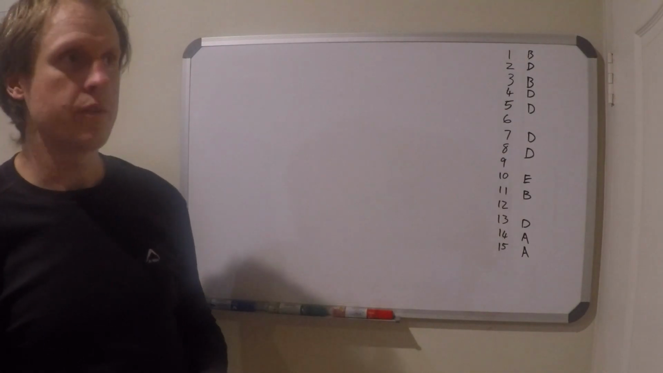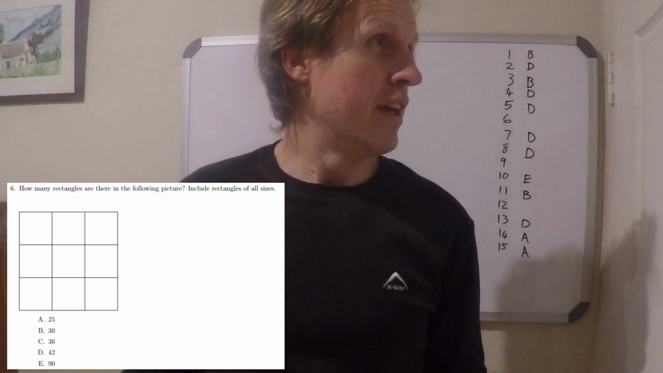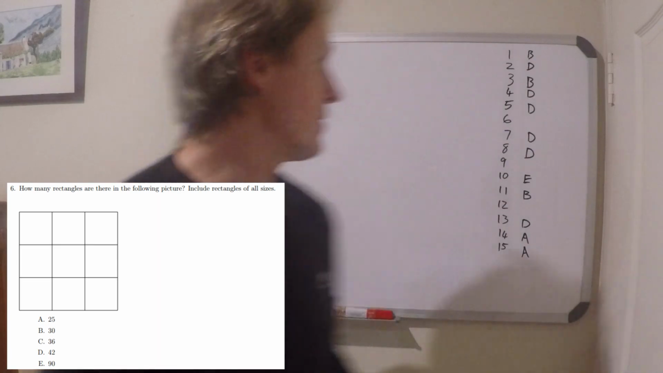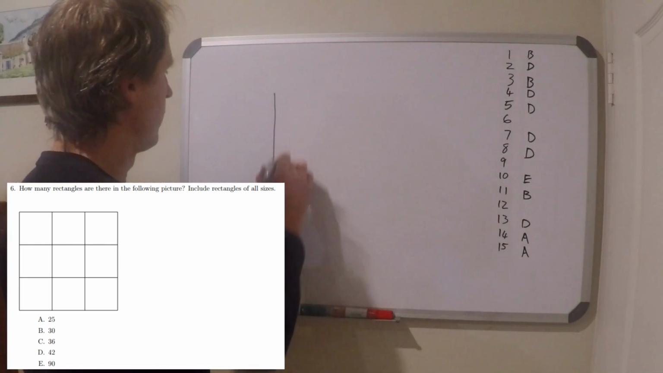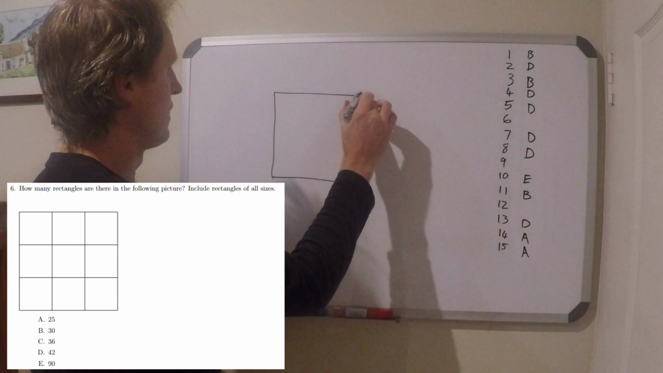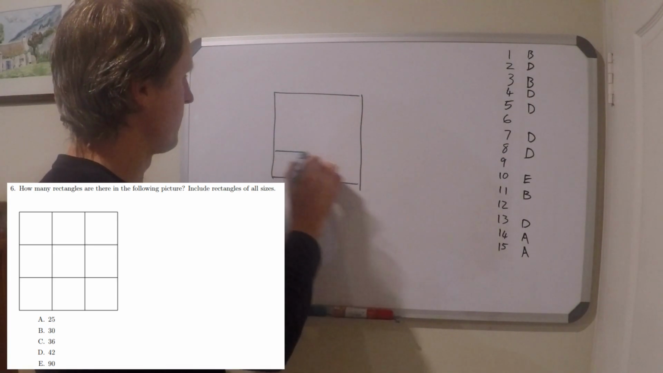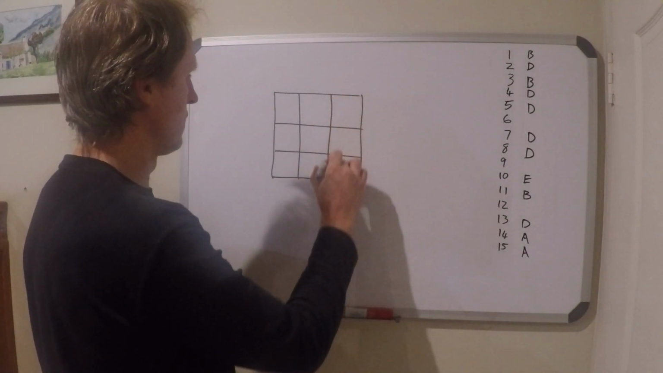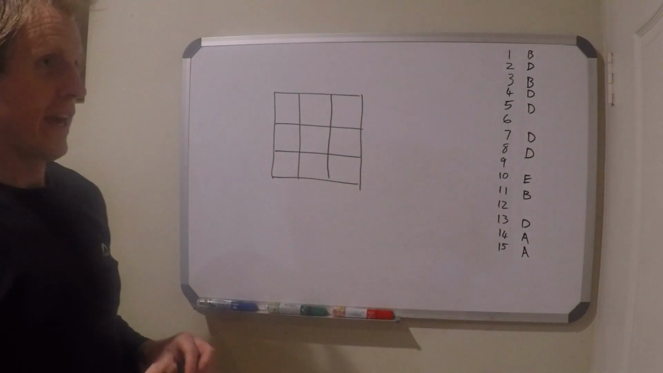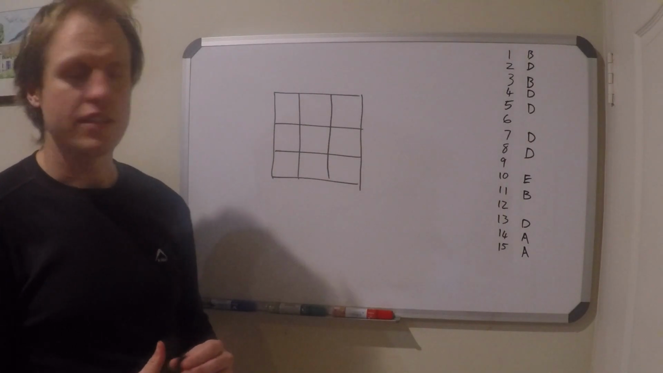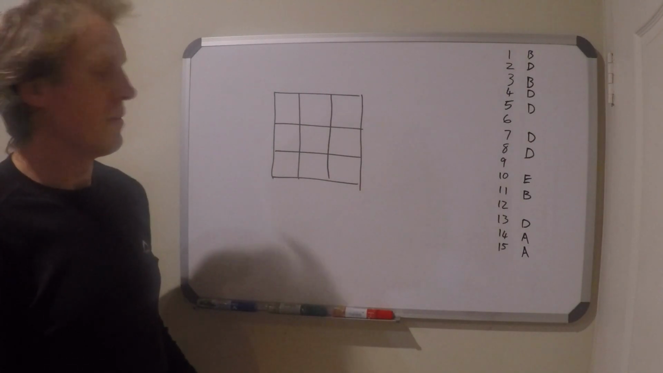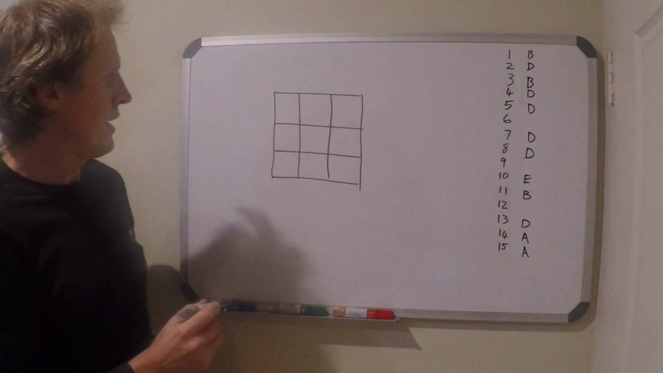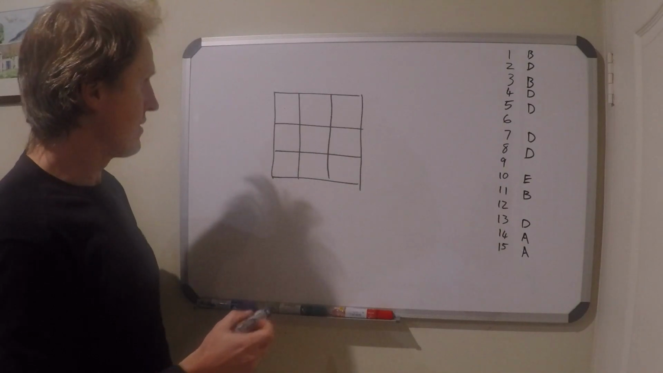So let's start at question 6. How many rectangles are there in the following picture? Include rectangles of all sizes. Okay, so this is the picture. Obviously it's quite a small square, so it's easy enough to just count them. If we start at this point, we want to count all of the rectangles that can be done.